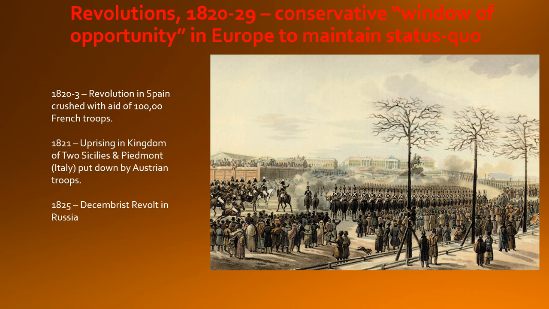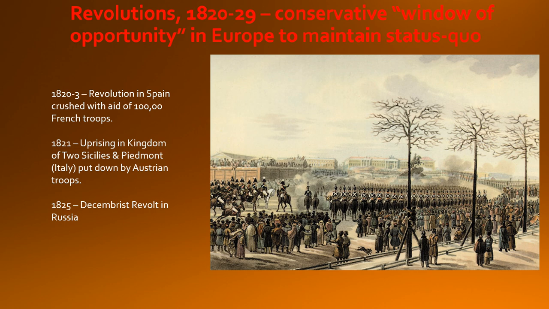Between 1820 and 1823, there was a revolution in Spain, which was crushed with the aid of 10,000 French troops. So that's a good, tangible example of what Metternich was trying to do here. This has his fingerprints yet again all over it.